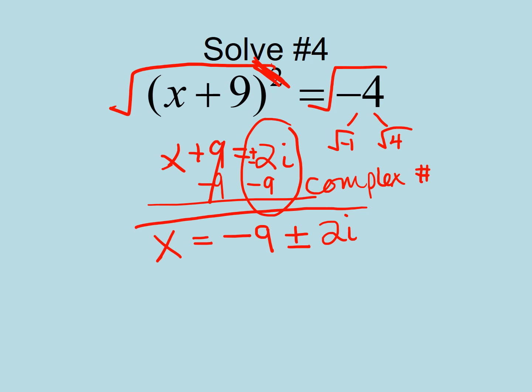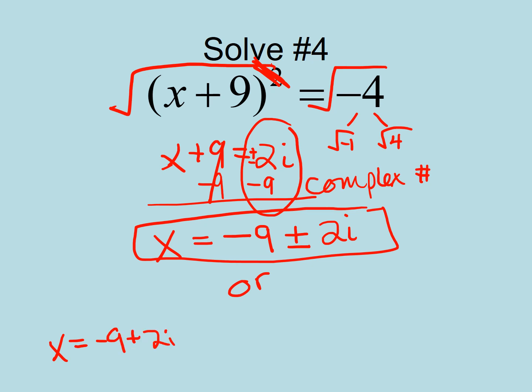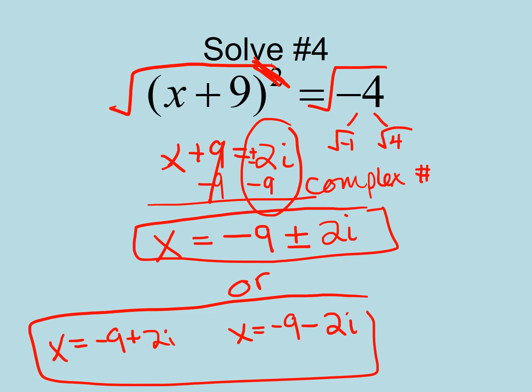You can leave your answers like this, negative 9 plus or minus 2i, or you could give them to me separated: negative 9 plus 2i, and my second solution is negative 9 minus 2i. It doesn't matter. Either way, I don't care. I know that they're the same answer.